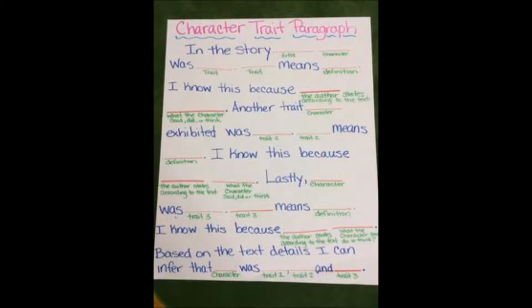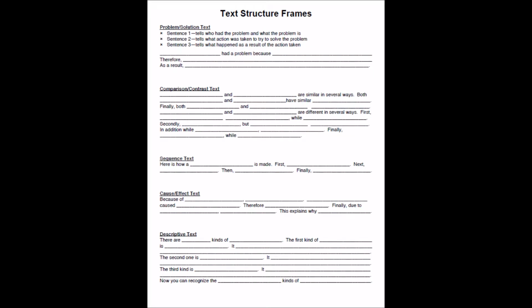So without further ado, here are some examples of paragraph frames. So the first paragraph frame I'm showing you here is called a character trait paragraph frame. And this would be appropriate for a student who has just read a story and they're asked to describe the characters within the story. So obviously you would have taught an in-depth lesson on how to describe characters, and then this is also a great tool to enable your ELLs to be able to succinctly summarize the most important parts of the story.